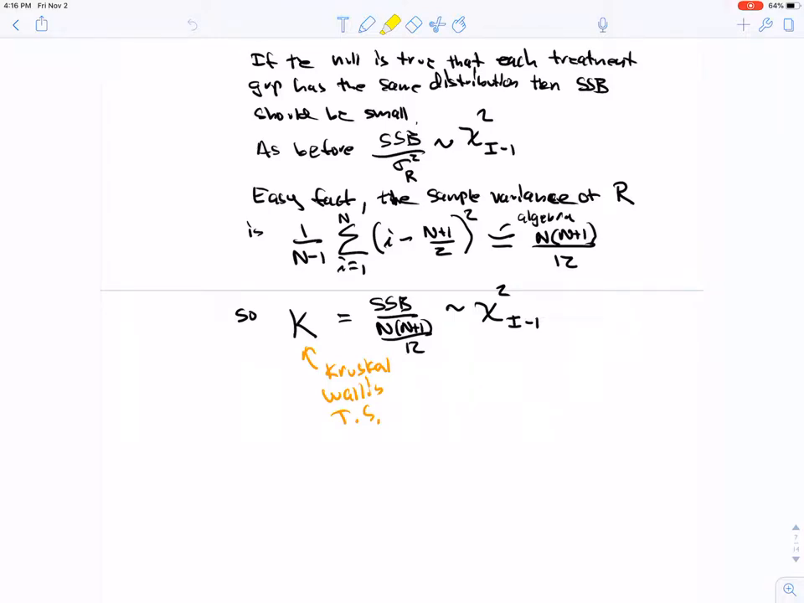So our Kruskal-Wallis test statistic is the SSB of the ranks over (n plus 1) over 12, which is a chi-squared with I minus 1 degrees of freedom. So you can test whether it's large, and if it's large, then you reject the null.